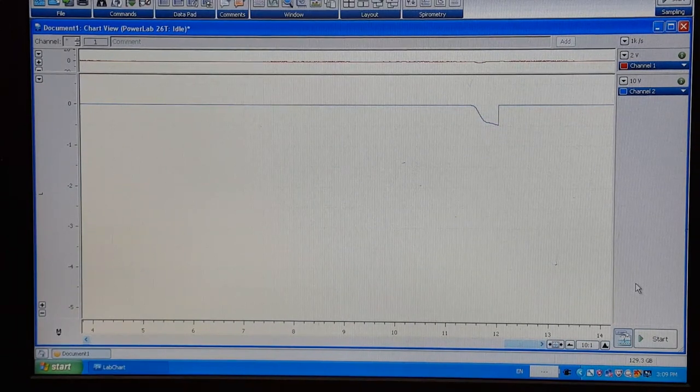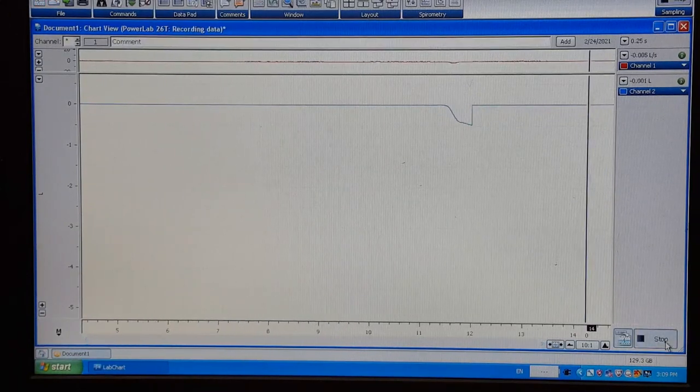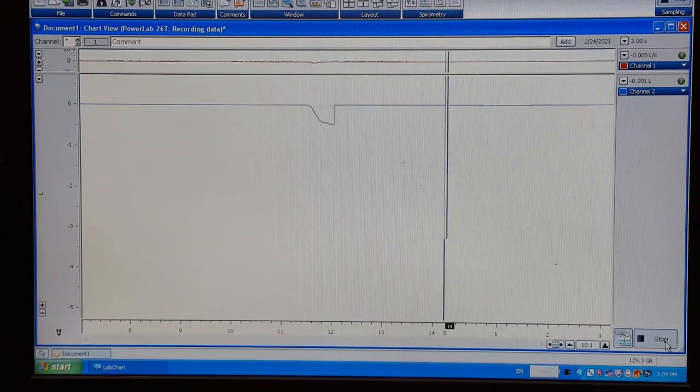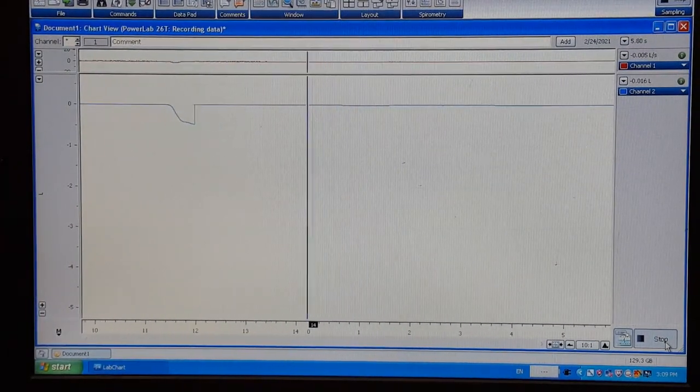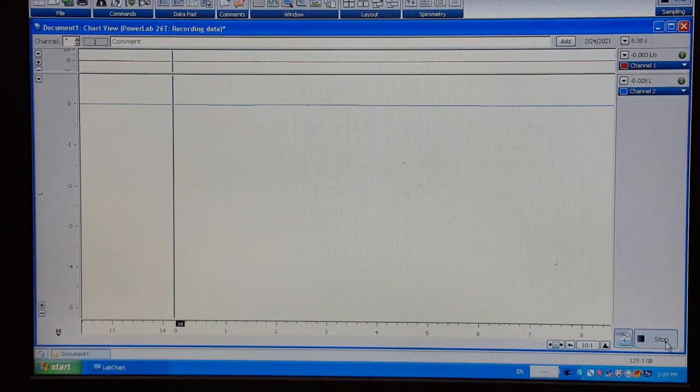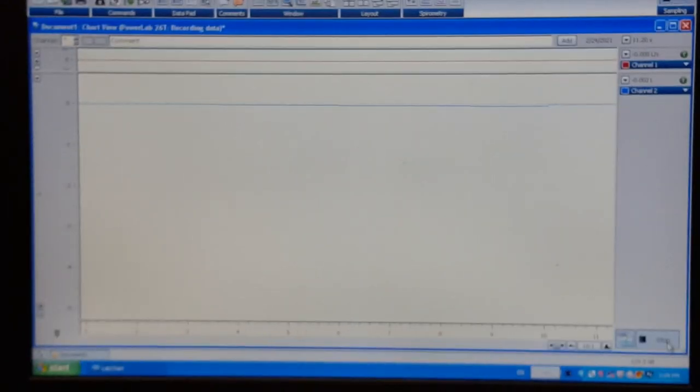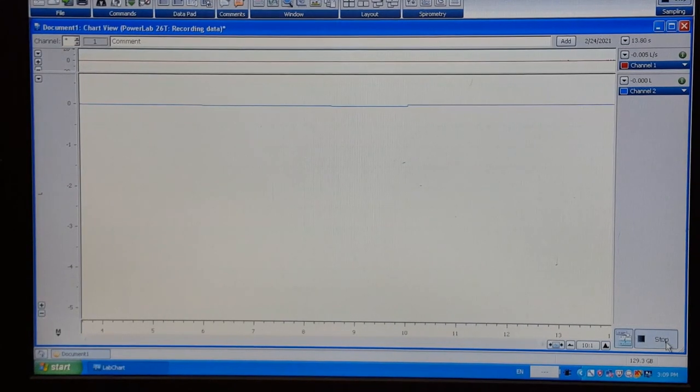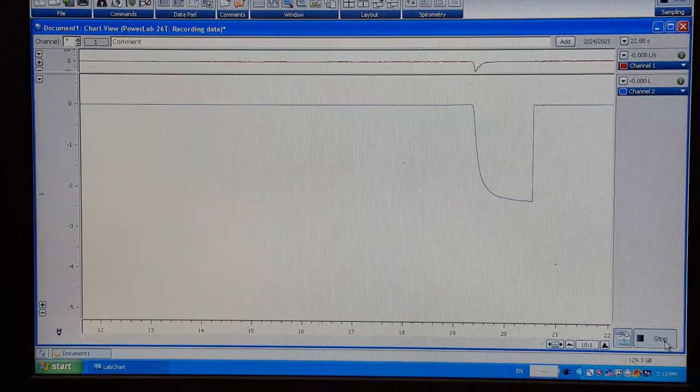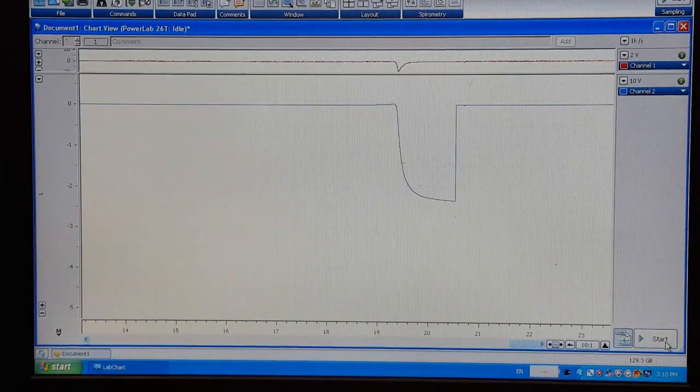So, expiratory reserve volume. I'm going to start the spirometer, which I did re-zero. I'll get a couple normal cycles going here. And then I'm going to inhale, exhale normally, and then blow out as much as possible. So, I'm going to stop right there. Let's check out my expiratory reserve volume. That was a pretty large one right there.